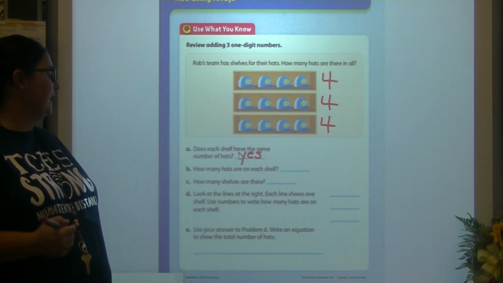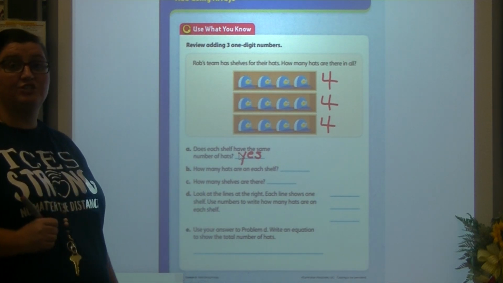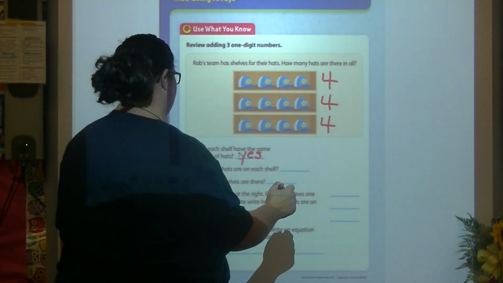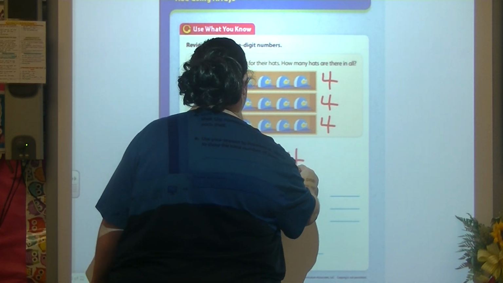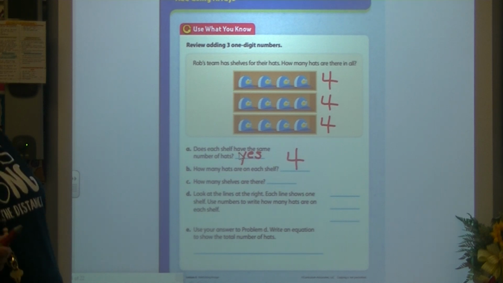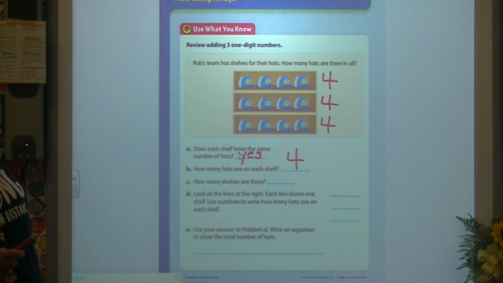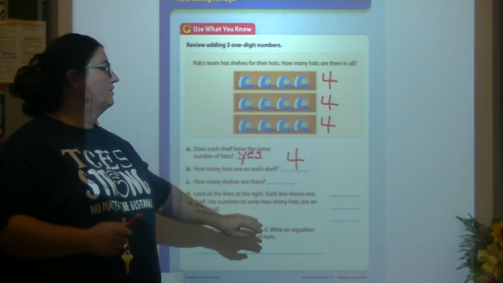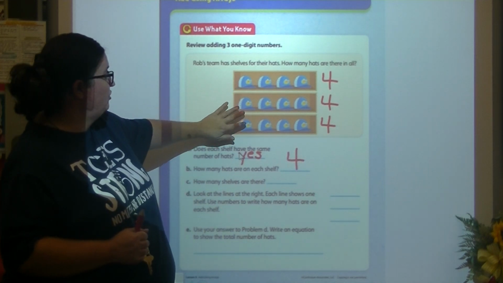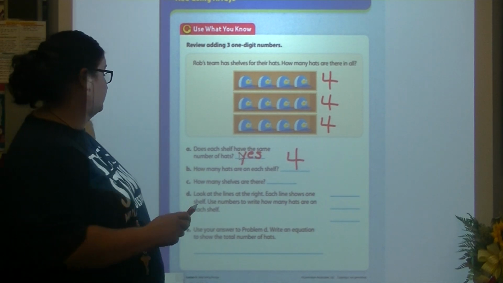All right, B. How many hats are on each shelf? Miss Spires just wrote it out to the side. There are 4 on each shelf. How many shelves are there? So how many shelves? Let's count them. 1, 2, 3 shelves.